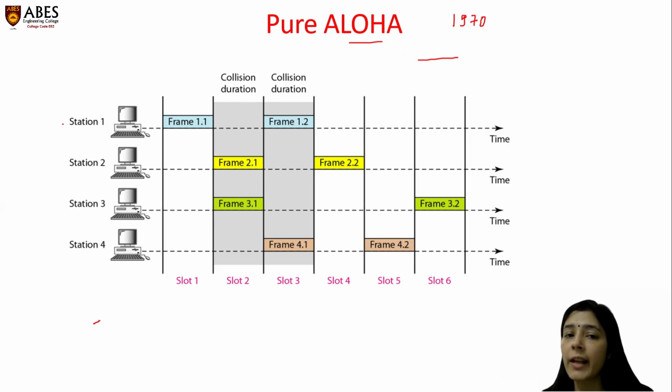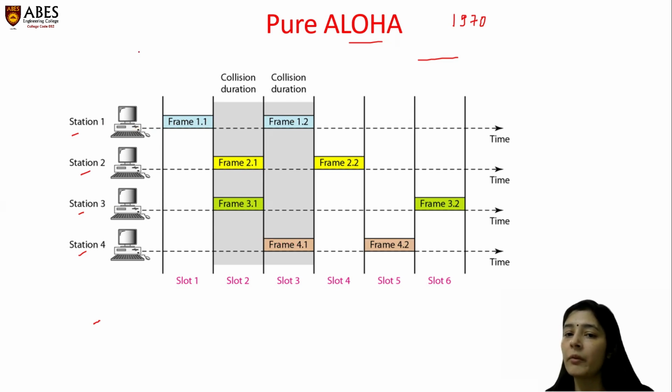In this diagram we can see that we have four stations connected with a shared channel. Each station is sending two frames. Station 1 is sending frames 1.1 and 1.2. Station 2 is again sending two frames, 2.1 and 2.2. Station 3 is sending frames 3.1 and 3.2. Station 4 is sending frames 4.1 and 4.2.